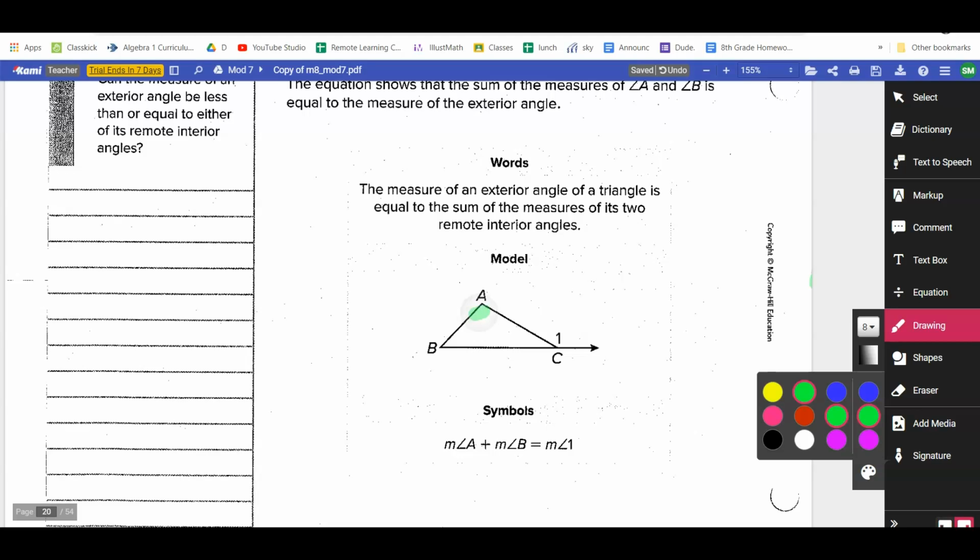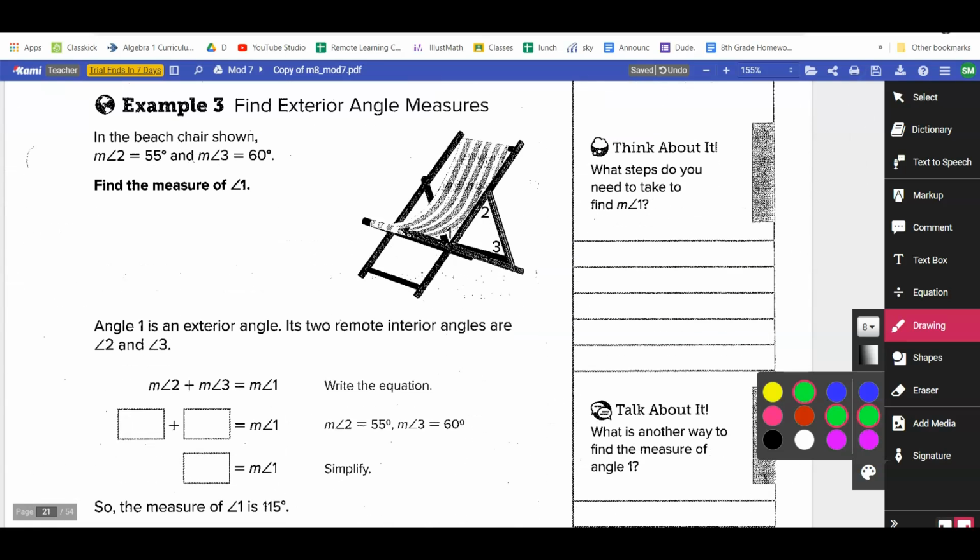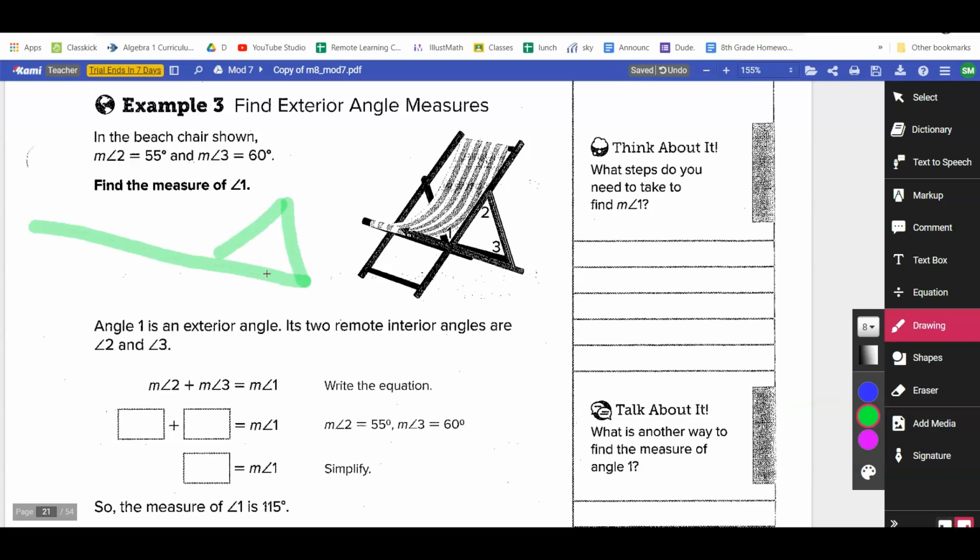What does it look like? Again, here's A and B. The sum of A and B equals the measure of angle 1. Now, for this particular triangle, I'm going to write it off to the side: angle 2 is 55 degrees, angle 3 is 60 degrees. You have to find the measure of angle 1 on the outside. Well, 2 is 55, and 3 is 60. Just add those two up, right? 115.